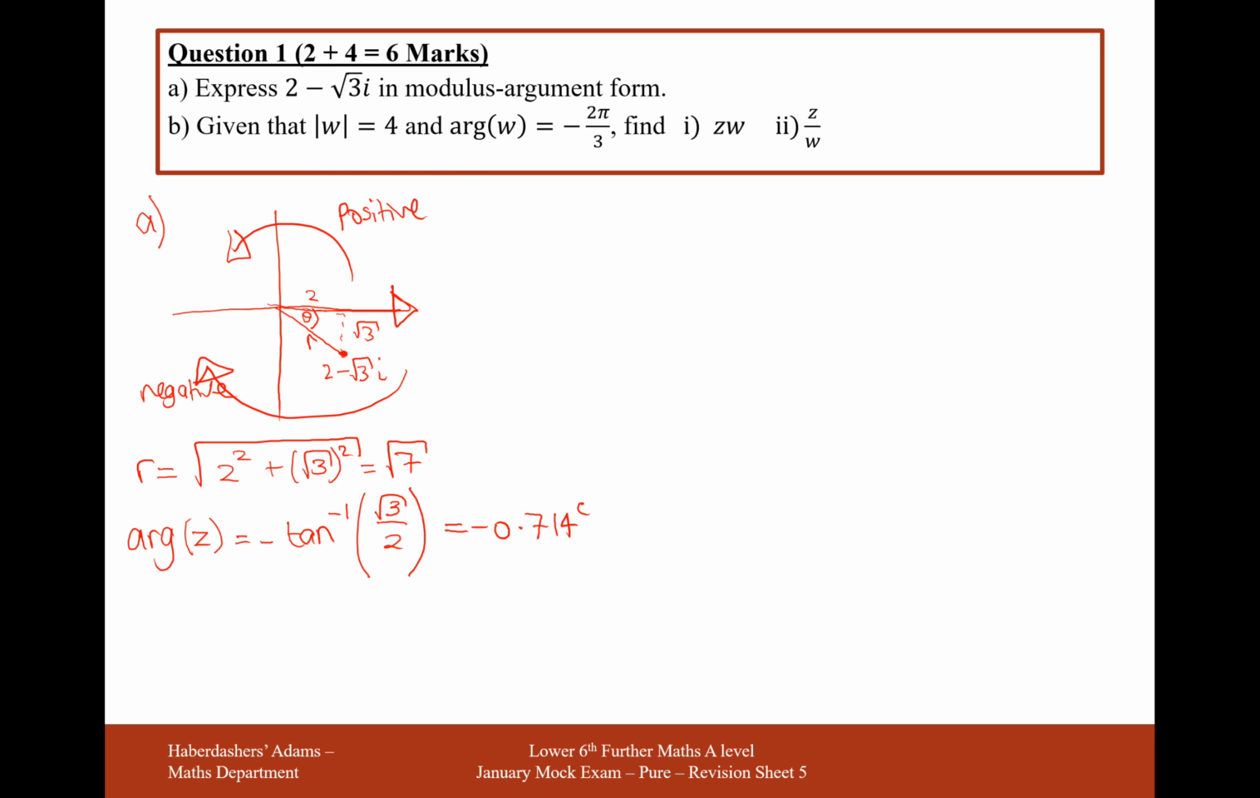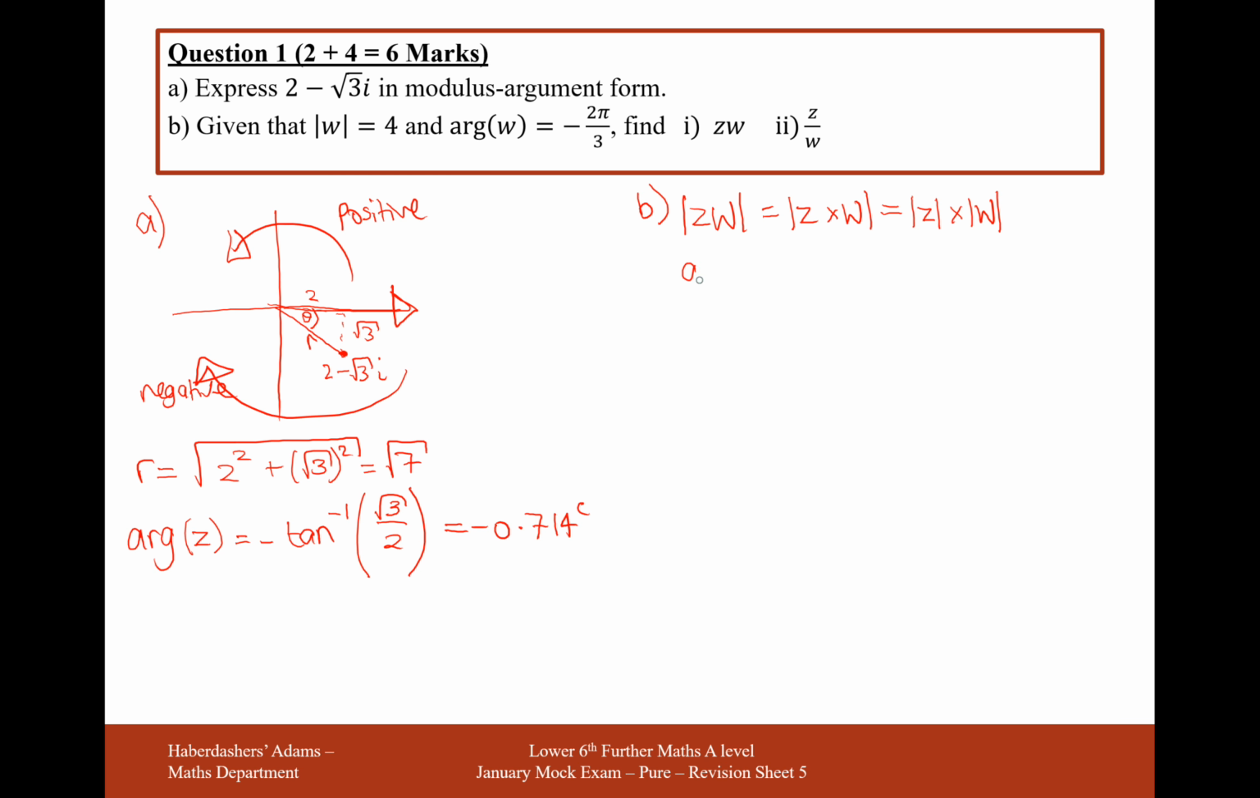Okay, so that's part A done. Part B, given that the modulus of w is 4 and the argument of w is minus 2 pi over 3, find zw. What we're going to do here is give our answers in modulus argument form, and remember a couple of rules. To find the modulus of zw, we're going to times the moduluses of these two complex numbers together. So mod z times mod w. Remember that rule there.